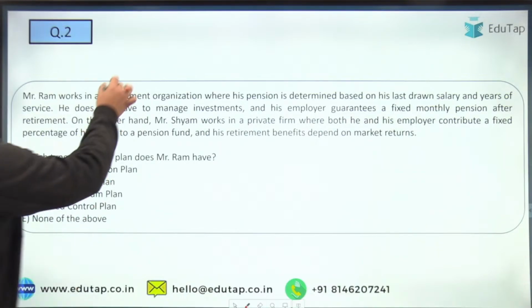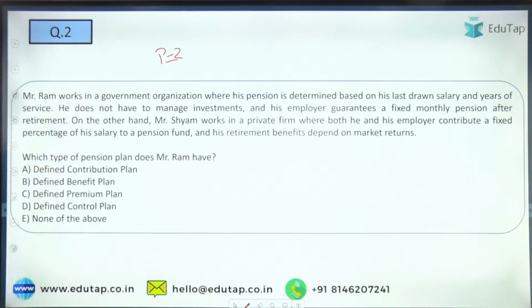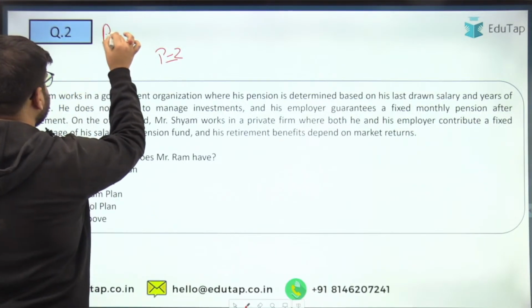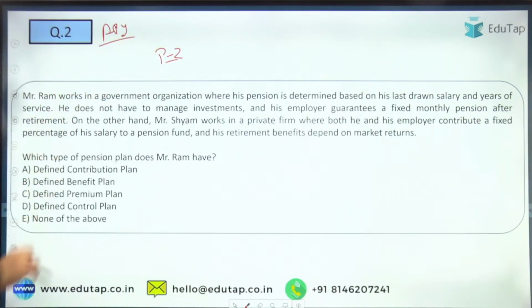Again, a phase 2 level question. Try to answer this correctly. Yes, NPS 2004. And in which year was APY launched? In which year was APY launched? Atal Pension Yojana. This is basic stuff, you should know this. NPS is 2004, but APY is 2015.